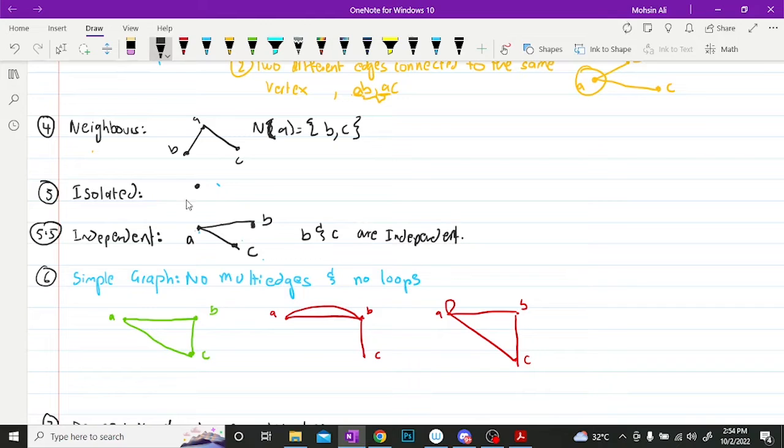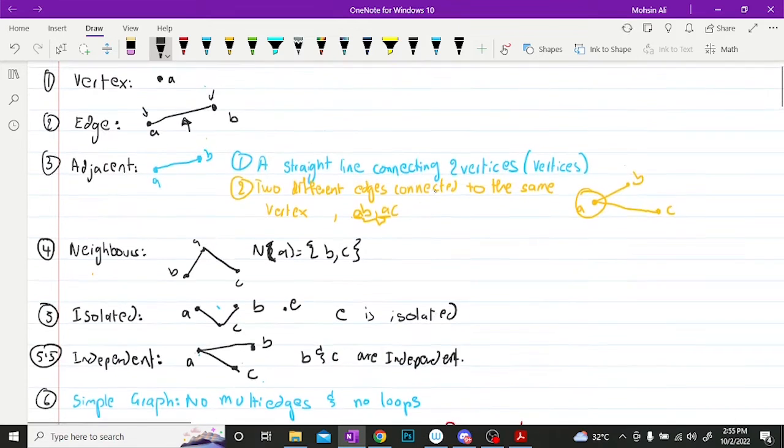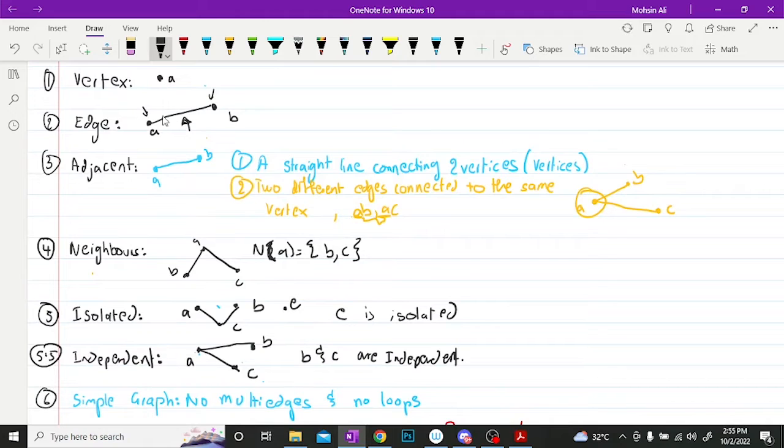For isolated, let's take the same graph: A, B, C, and there's a vertex E. Now vertex E has no connection with this graph, with A, B, or C. There's no edge between any of the vertices A, B, and C with E. So we say that E is isolated. So in short, vertex is just a dot, edge is basically the line, adjacent basically is a line which is connecting two vertices. So A is adjacent to B.